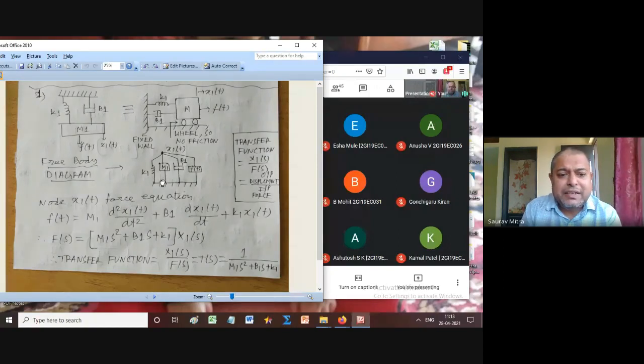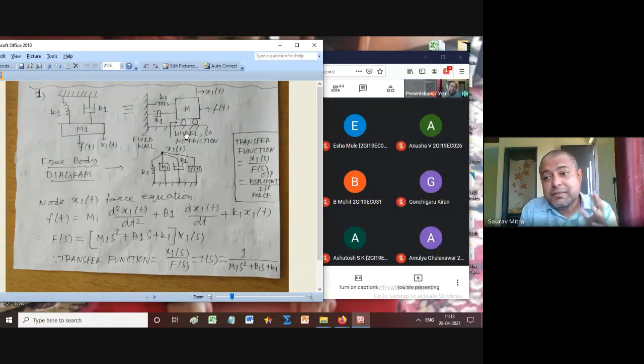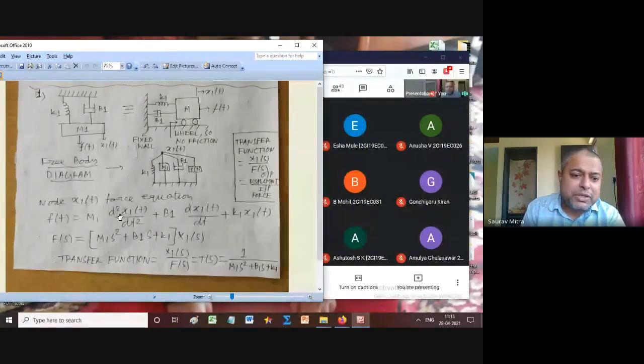Likewise, the equation is very easy. This is M1 d²x1(t)/dt², because x1 is the displacement, plus B1. B is the friction and there is no wheel. If a wheel was there, this would have been B1 plus Bf. If the wheel is not there, you have to assume another friction here. We will do the second numerical like that. But in this case, it is only B1. So B1 dx1(t)/dt plus K1 x1. K1 x1 is the spring, B is the damper friction, and M is the mass. Now take the Laplace transform on both sides without any initial condition.